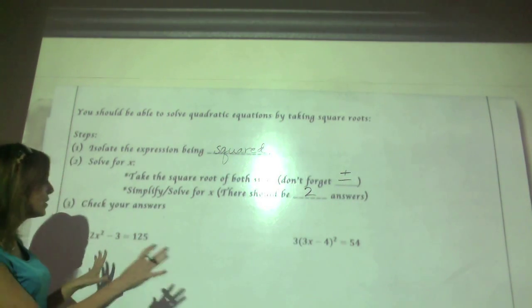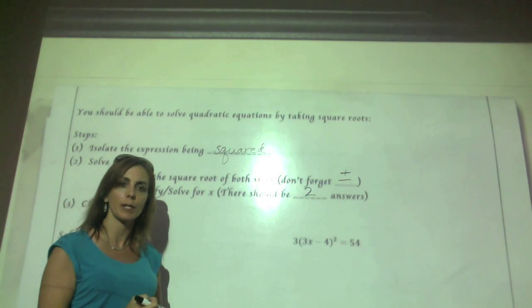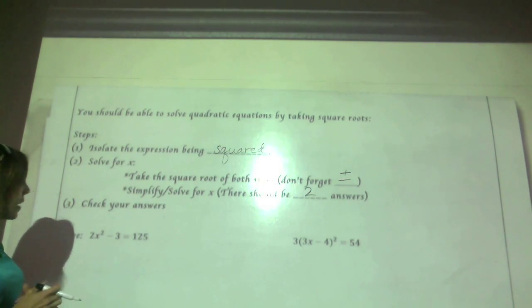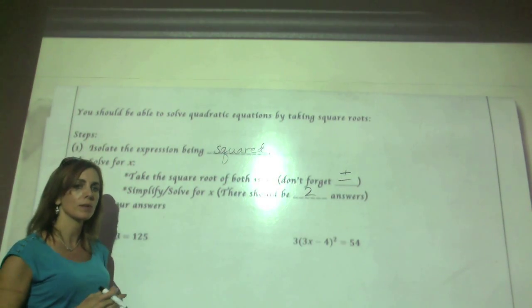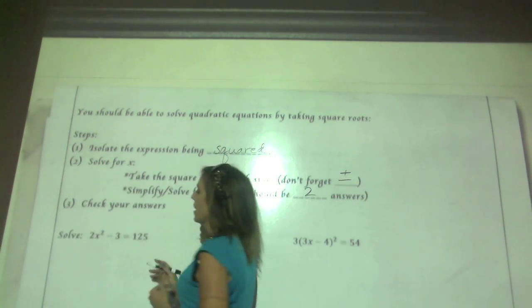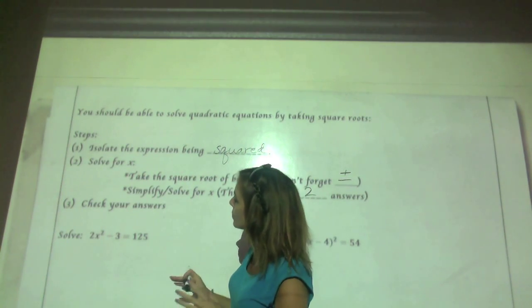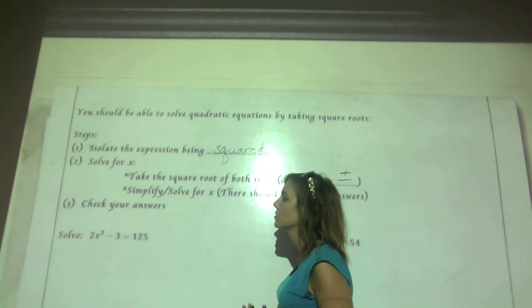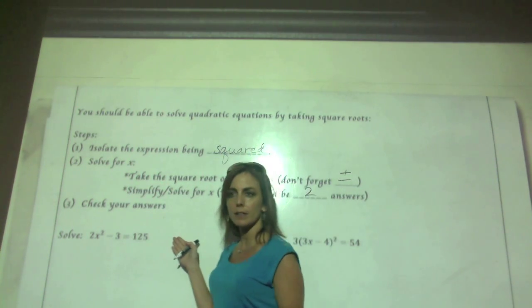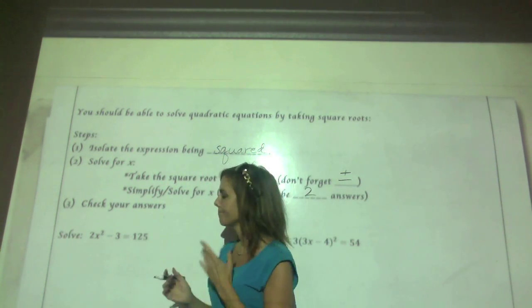All right, so here's a couple of examples we're going to work through together, and they help us understand this process. So we're going to start with this first one, and I'm going to step to this side. And we are going to go to step 1. Isolate the expression being squared. Well, first I need to determine what's being squared here.